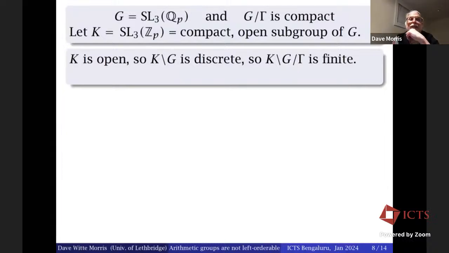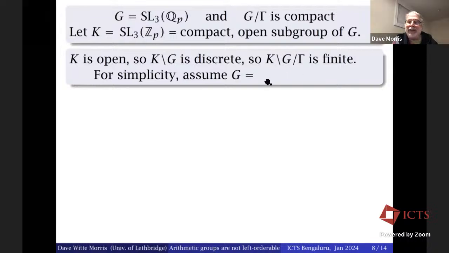And a finite set's easy to work with, but to make it even easier, let me assume that this finite set is actually a single point. And what that means is that all of G is just K times gamma. Everything in G is an element of K times an element of gamma. That's not quite right because I should have this finite set of coset representatives or double coset representatives, but let me not worry about that. Let me just assume there's only one coset representative.